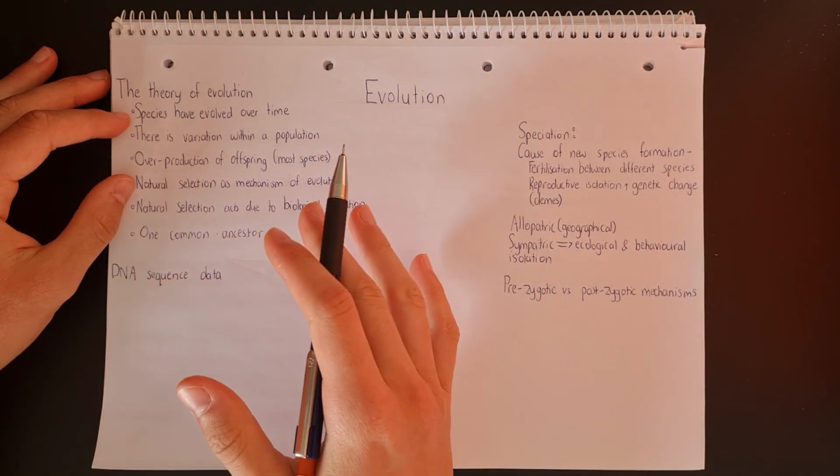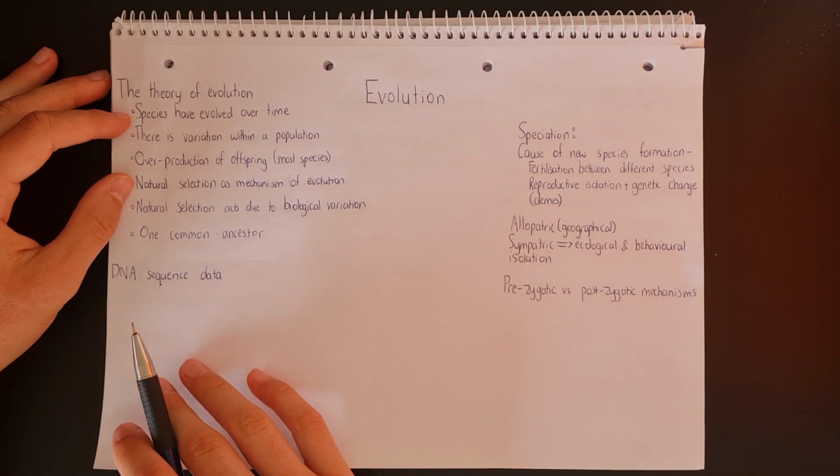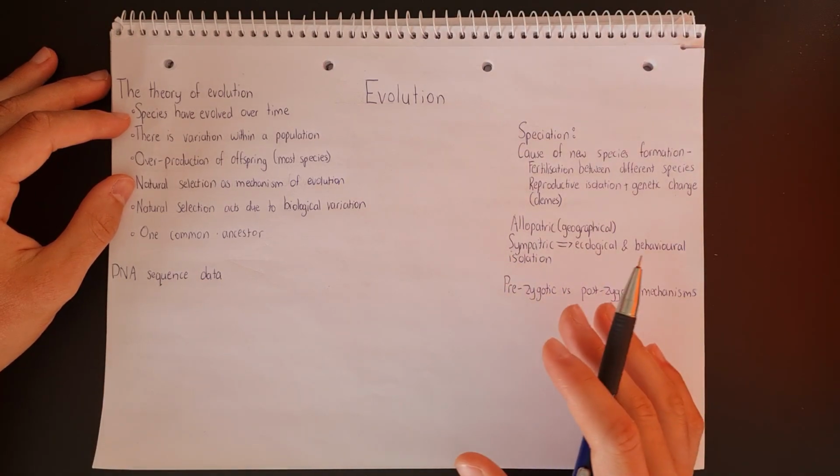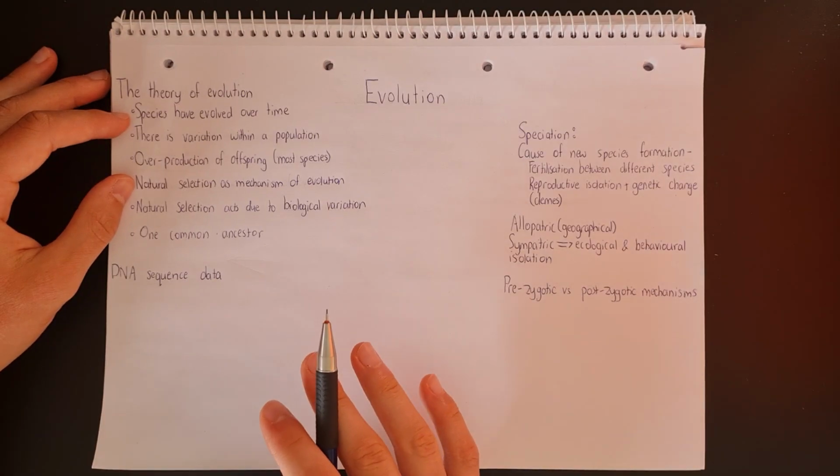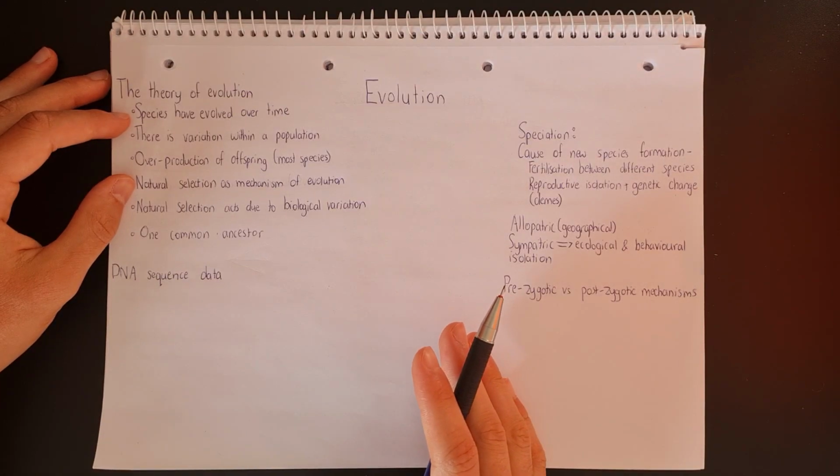Now, evolutionary change occurs over hundreds or thousands of years. So it happens over a very large time scale.